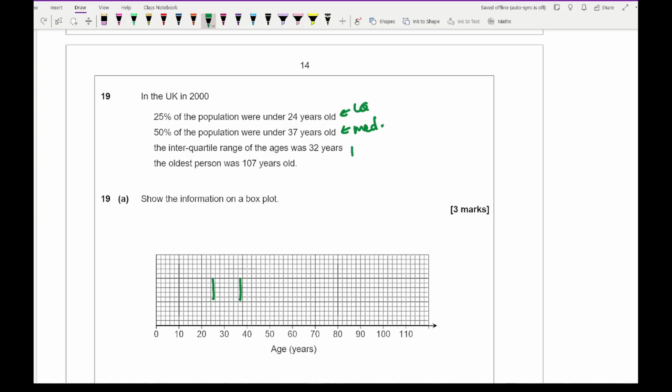So what I need to do is the upper quartile is going to be equal to the lower quartile plus 32, which gives me around about 56. So that's going to be around about there. And then the oldest person, which is 107, is going to be roughly about there. In terms of the youngest, it's going to be a newborn, so that's going to be at 0. And then all I need to do is complete the box plot by making it look like so. And again, you should be using a ruler, but it should look something like that.